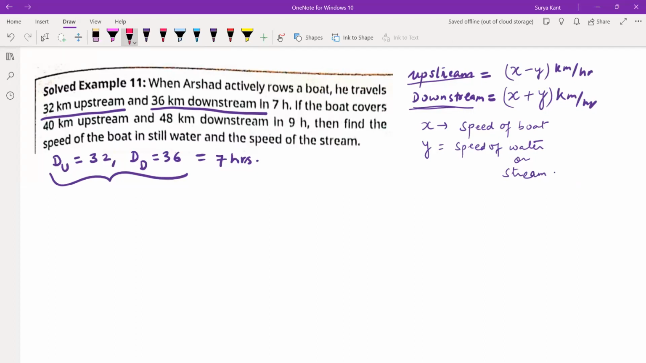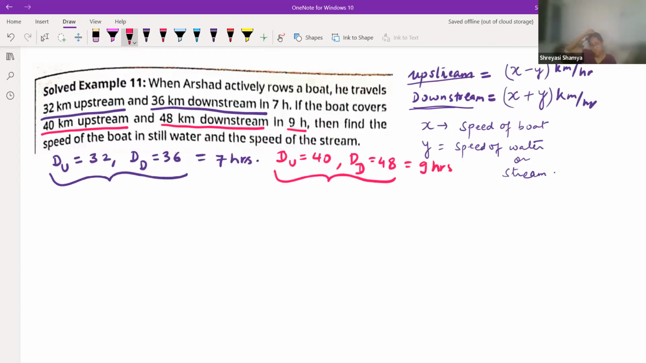if the boat covers 40 kilometers upstream and 48 kilometers downstream in 9 hours. Okay. So the distance of upstream here is given as what? 40 kilometers. And the distance of downstream is given as 48 kilometers. And including both, how much time is it taking? It's taking 9 hours.